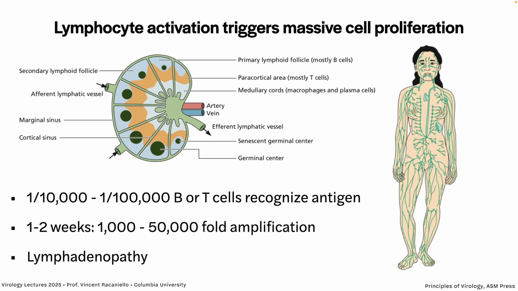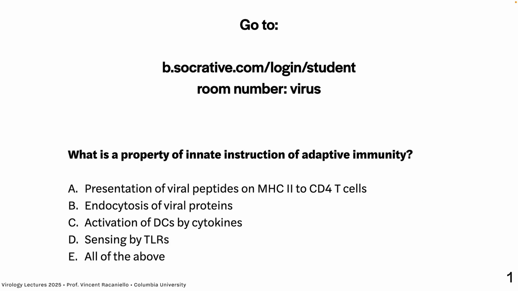They will even recognize antigens that are not existing in nature. Like you can make a chemical antigen by synthesis that doesn't exist anywhere, and it will be recognized by some antibody or some T cell within you. It's really amazing, and that's because of the numbers, which I'll show you in a moment. All right, the first question is, what is a property of innate instruction of adaptive immunity?